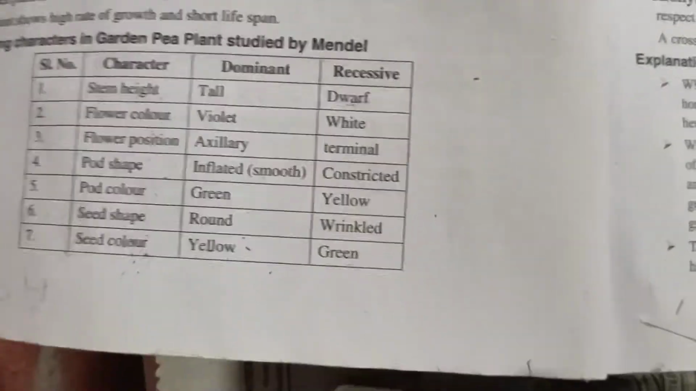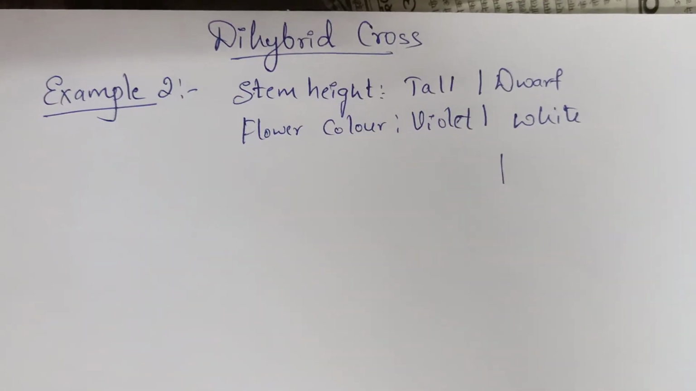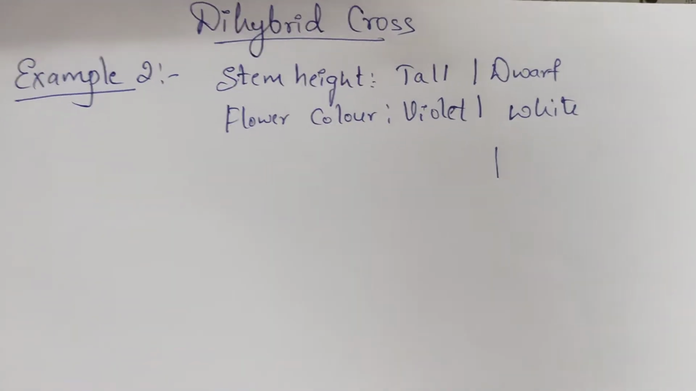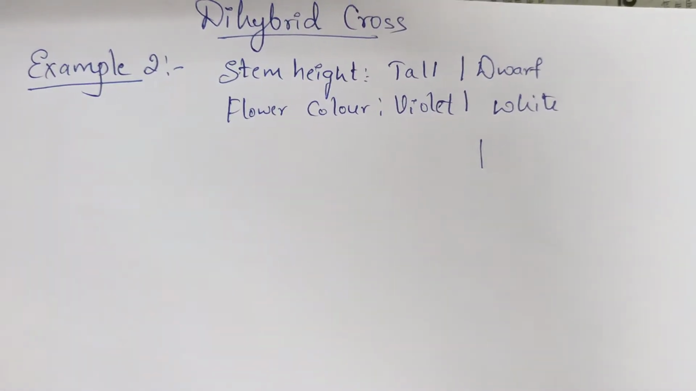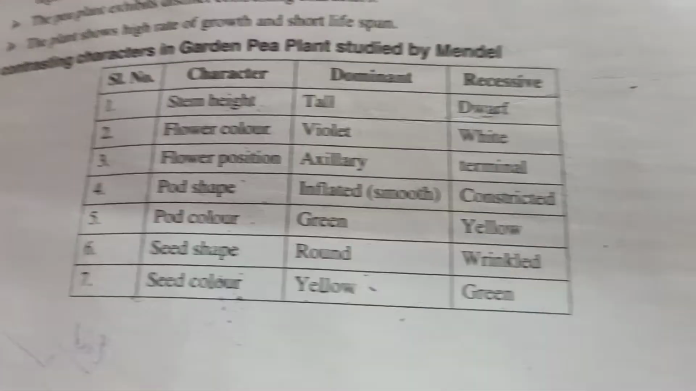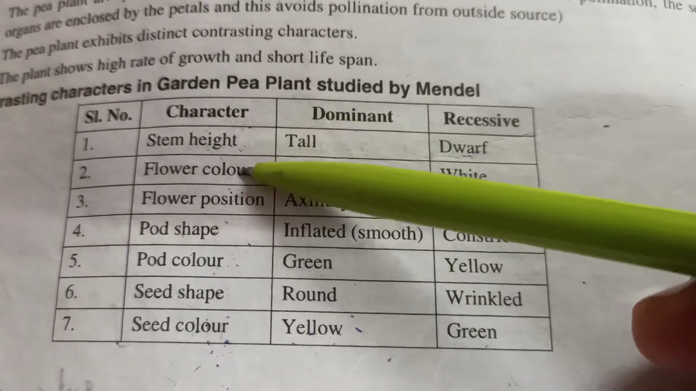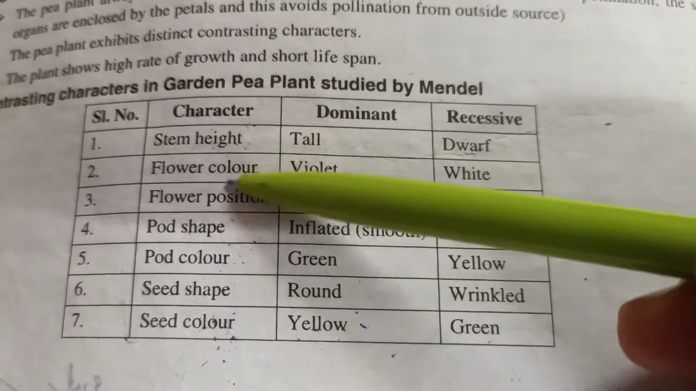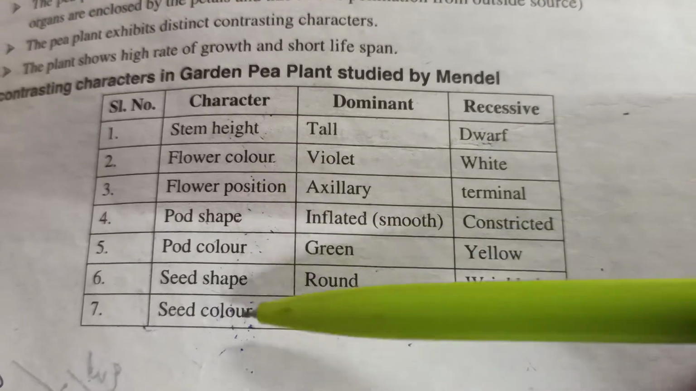Good morning everyone. Today we are going to study about dihybrid cross. Already we have discussed example 1 in the previous video. Now I'm going to solve one more example related to dihybrid cross. I've told you already, out of these 7 pairs of contrasting characters, we have to select any 2 characters for doing a dihybrid cross. Any 2 you can take out of these 7.